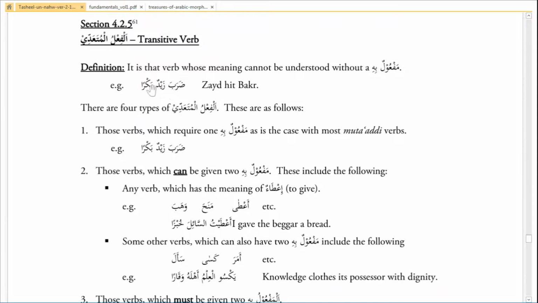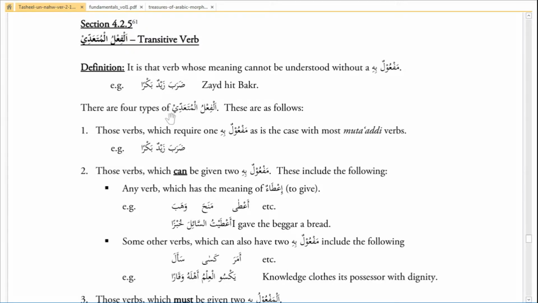So ضرب is فعل متعدي. It needs a maf'ul to be understood. ضرب زيد بقرا, Zaid hit Bakar. If you say ضرب زيد, Zaid hit, we don't understand the full meaning, who was hit. So ضرب زيد بقرا, Zaid hit Bakar.